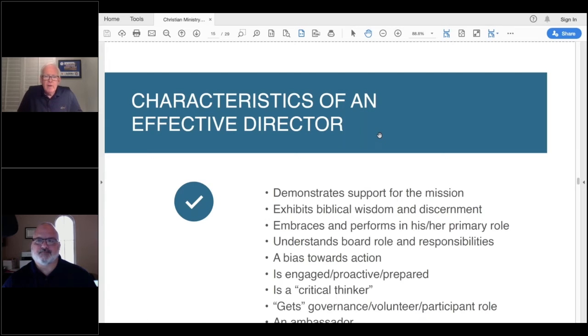They understand the board role and responsibilities. This is an area that I think some ministries could improve on, and that's just clarifying expectations. Here's the role of the board member.